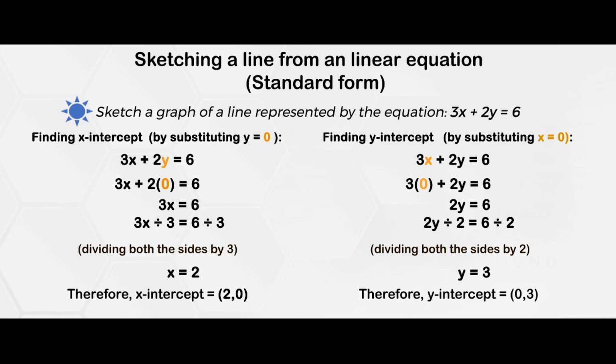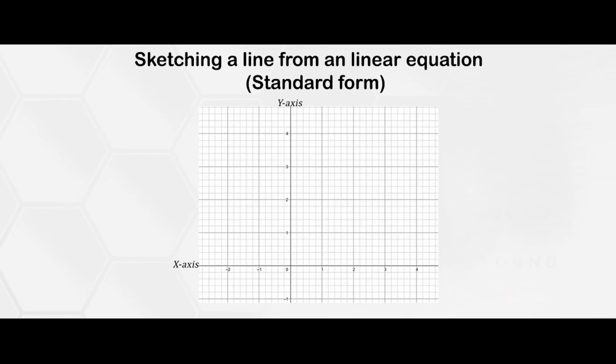Okay, so we have our 2 points. They are our x-intercept and y-intercept, that is (2, 0) and (0, 3). We go to our graph, find the x-intercept (2, 0), find the y-intercept (0, 3), and connect the two points. And here we have the graph of the linear equation, which was in the form of standard form.